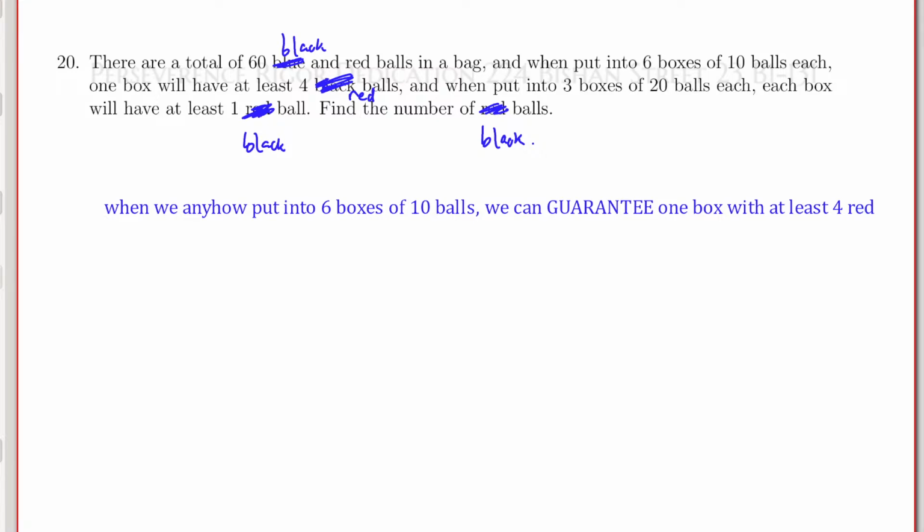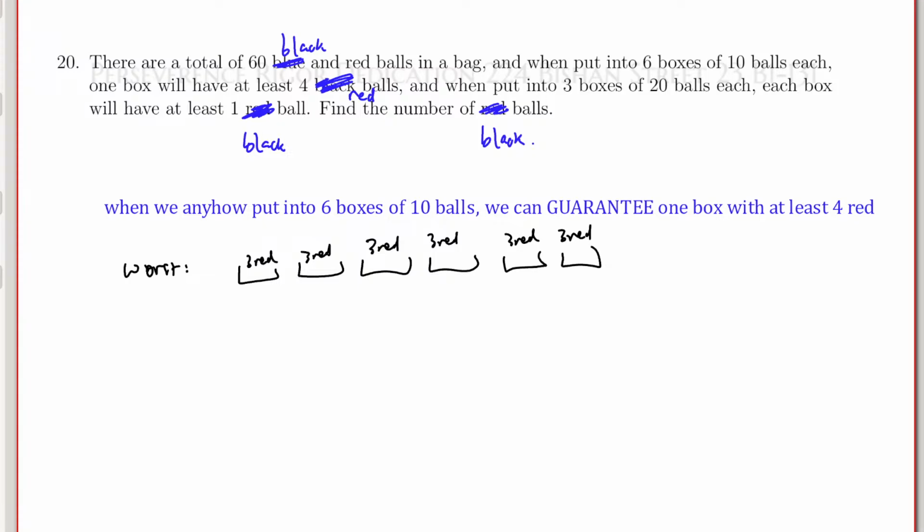So in that case, it must be better than the worst case scenario, right? Because the worst case scenario is what? The worst case is that I have these 6 boxes, with 3 red here, 3 red here, 3 red here, 3 red, 3 red, and 3 red. This is the worst case scenario. If we can guarantee one box with at least 4 red, it means it must be better than 18 red balls. So it must be at least 19 red balls, because it needs to be better than the worst case scenario.